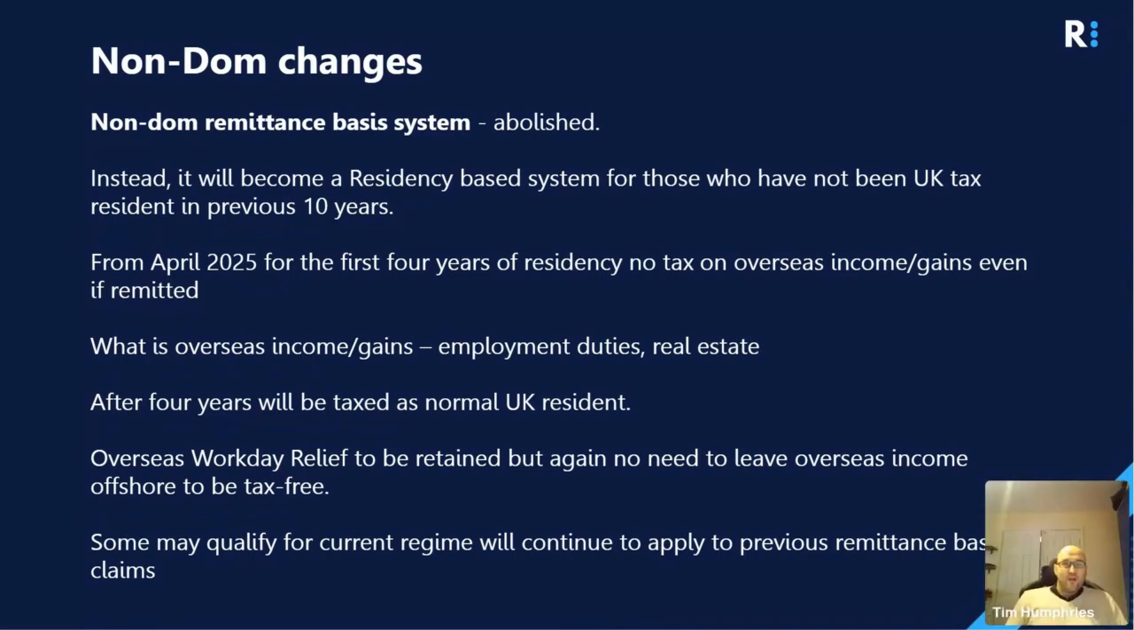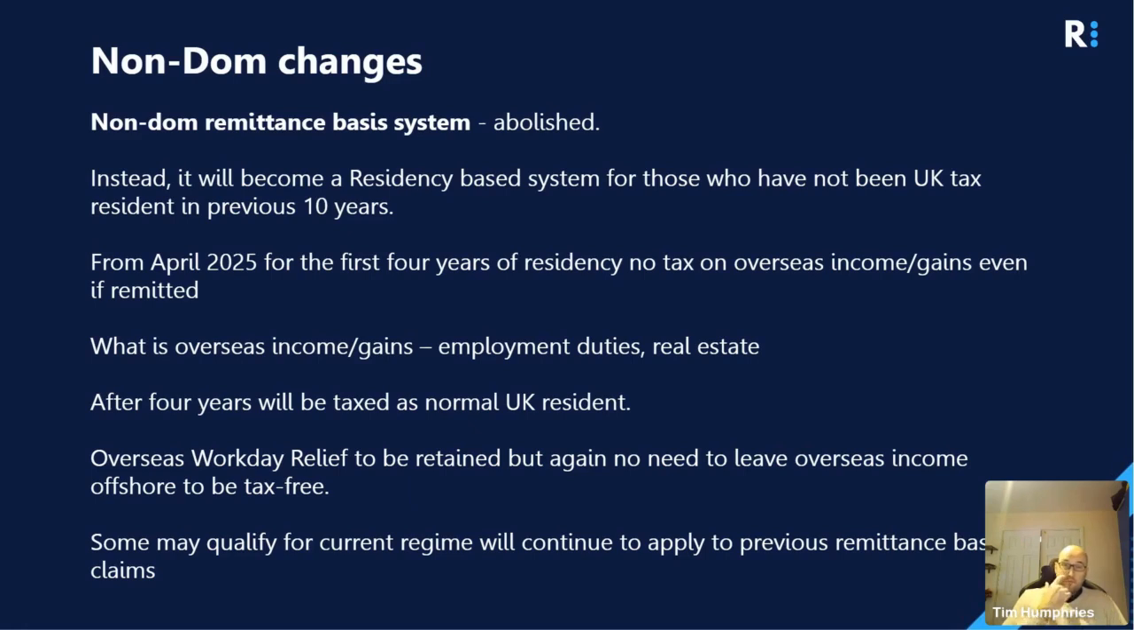Okay. So going forward then from 6th of April 2025, the non-dom remittance basis system is going to be abolished. So the remittance basis is going to be retained in some form. It just won't rely on your domicile status. So instead, it's going to become a residency-based system. So for those who have not been UK tax resident in the previous 10 tax years, then they will be able to claim the remittance basis for the first 4 years that they are then resident in the UK.